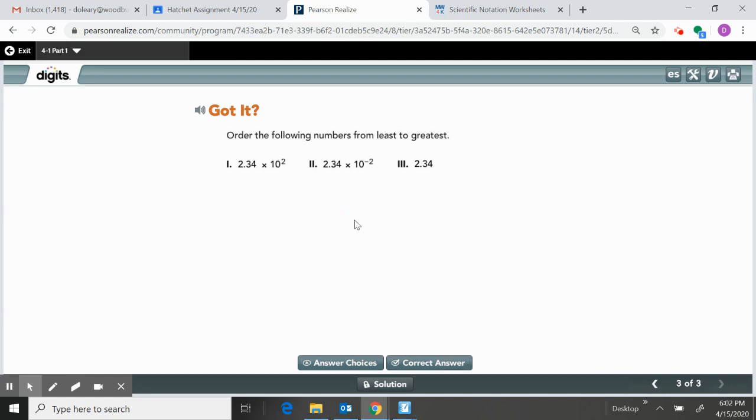And then the third, order the following numbers from least to greatest. 2.3 times 10 to the second. 2.34 times 10 to the second. 2.34 times 10 to the negative second. 2.34. So those are your answer choices. I'd like you to try this and see if you can get that answer.